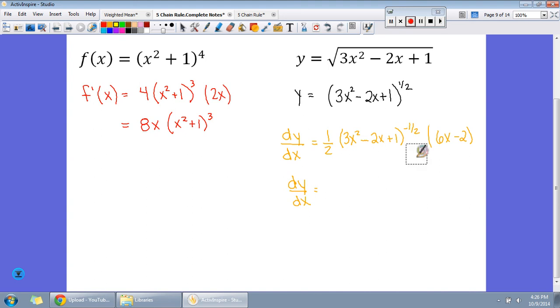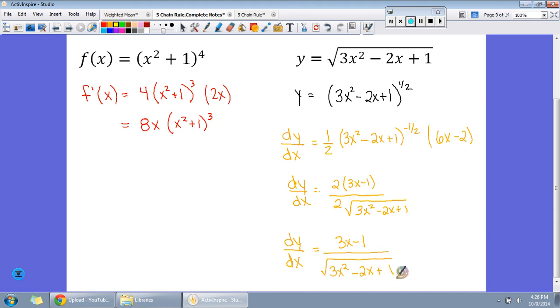So putting this in the numerator, I'm going to factor out the 2, and then we have the 1/2, so the 2 is in the denominator, and then a negative 1/2 means we have a square root in the denominator, and then the last step is dividing the two 2's to 1. So the derivative is 3x minus 1 over the square root of 3x squared minus 2x plus 1.